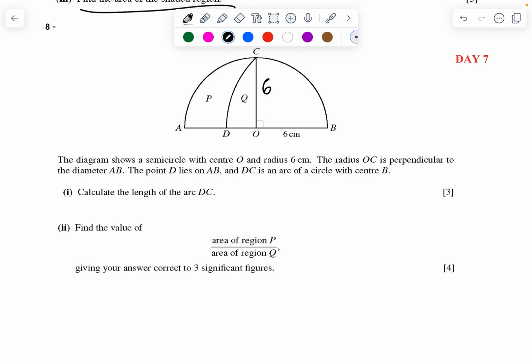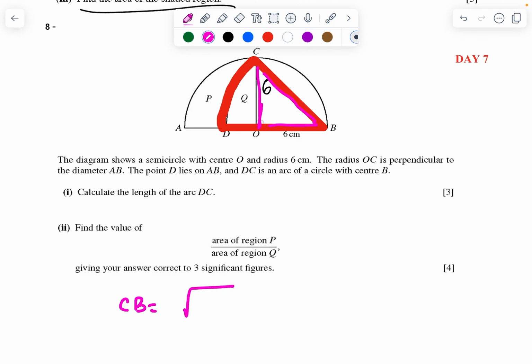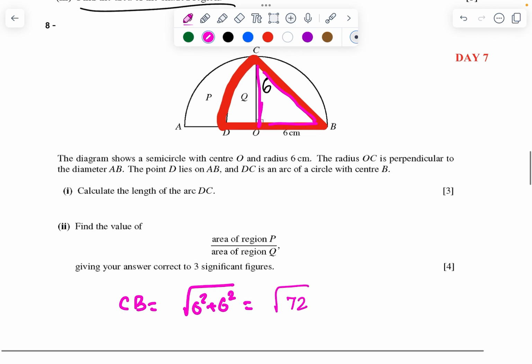So this is going to be the arc. Over here, let me draw this one. This is the arc. By Pythagoras theorem, we can find this length. So CB equals nothing but what? Square root of 6 square plus 6 square, which is square root of 36 plus 36, 72. That's going to be the value of CB.